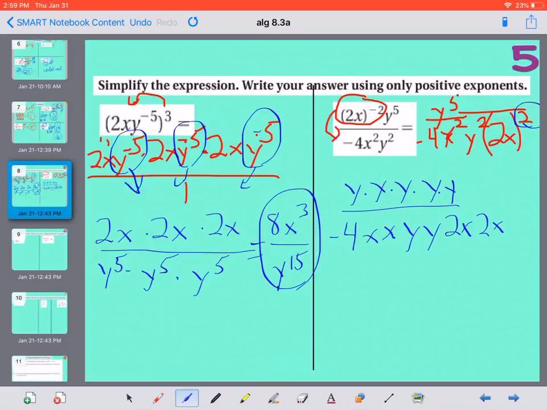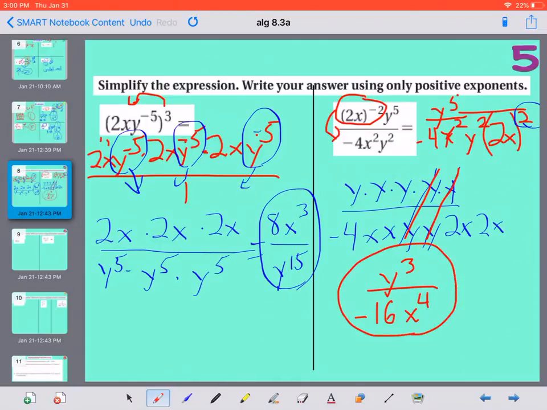So what we can do is simplify this now. I see 2 y's on the bottom and 5 y's on the top. So what I can do is cancel out some of the y's. So on the top we have y to the third power now. Then if we multiply what we have on the bottom, negative 4 times 2 gives me a negative 8. Negative 8 times 2 gives me a negative 16. And we have 1, 2, 3, 4 x's on the bottom. So we have y to the third over negative 16x to the fourth.